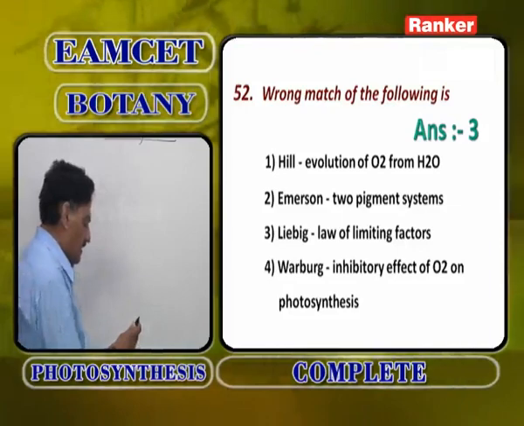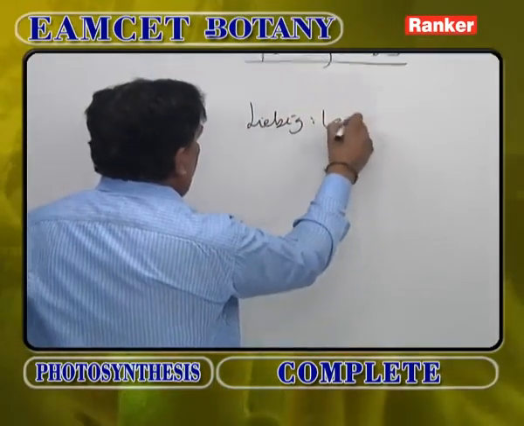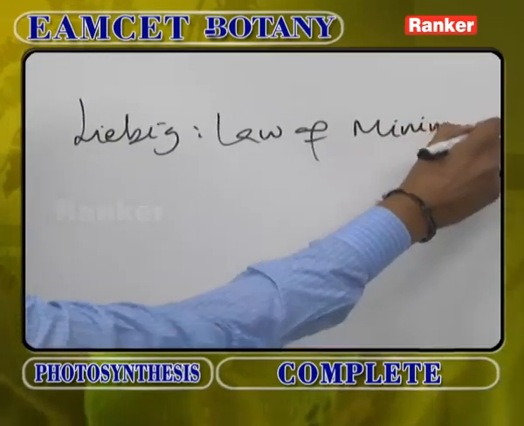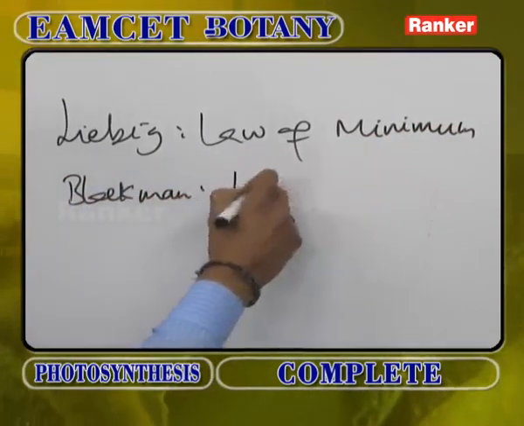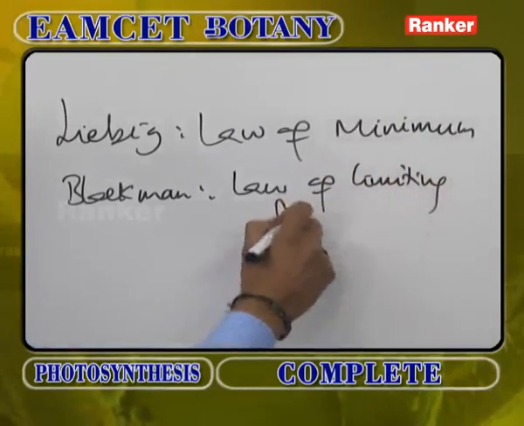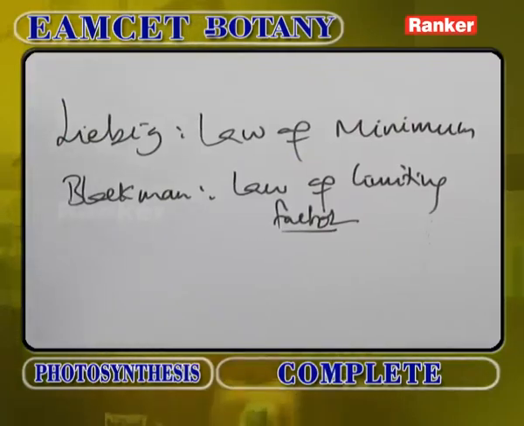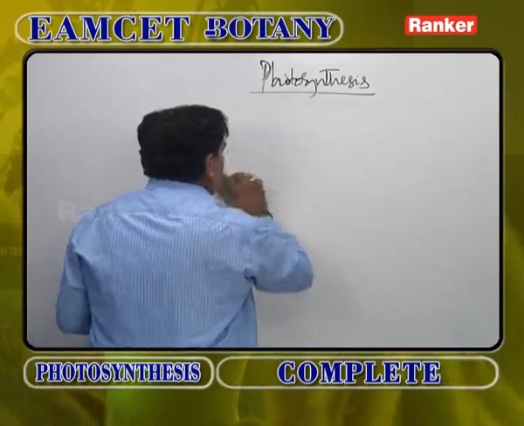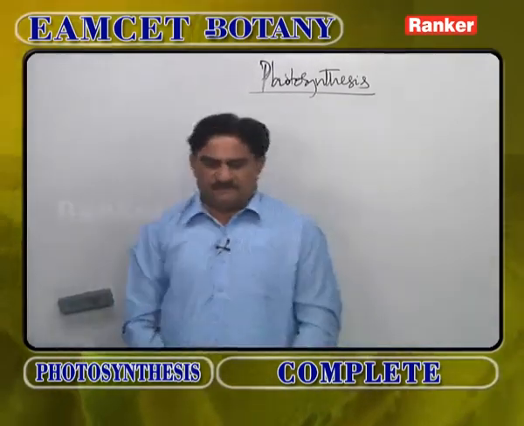Liebig is known for the law of minimum. Blackman is known for the law of limiting factors. So Liebig is not for the law of limiting factors. Liebig is known for the law of minimum, based on which Blackman proposed the law of limiting factors.